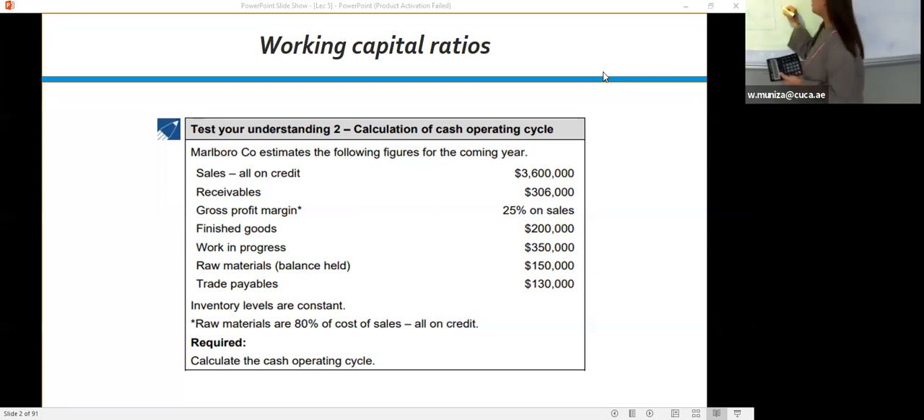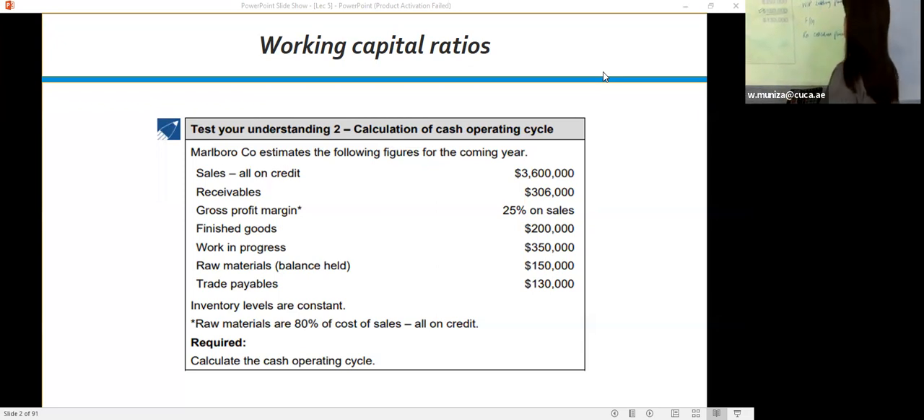Okay, then we are going to calculate the receivables collection period. What is the formula? Receivables divided by sales. So 306,000 divided by 3,600,000 multiplied by 365.